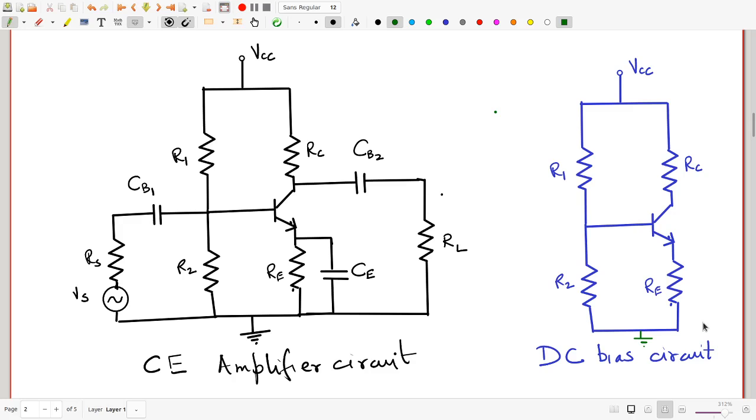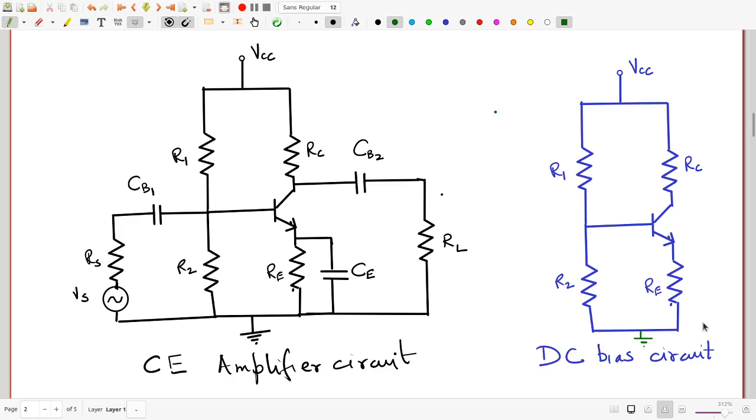Now that is exactly why the capacitor CE is in the circuit. Since your signal is of some reasonably high frequency, the capacitor essentially will behave like a short circuit as far as the signal is concerned. Note that it behaves like an open circuit as far as the DC is concerned, so it does not show up in the DC bias circuit. But as far as the signal is concerned, it will behave like a short circuit.